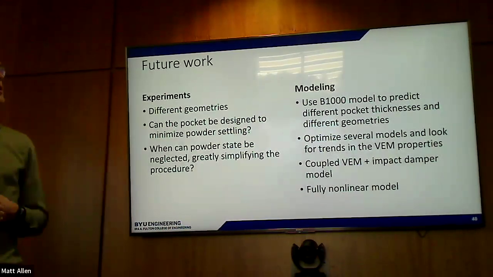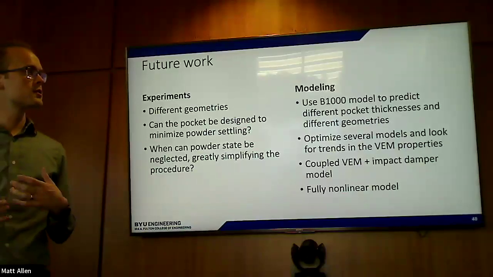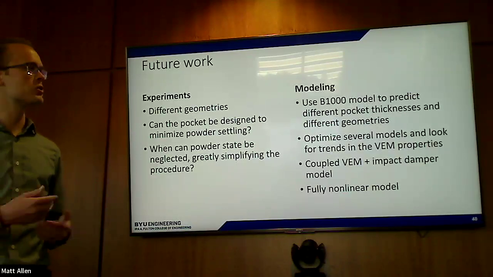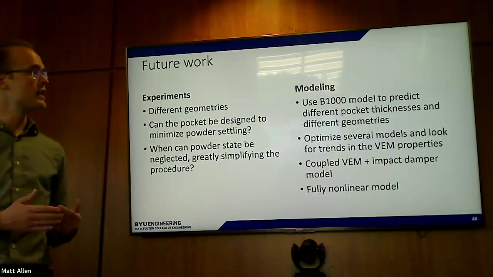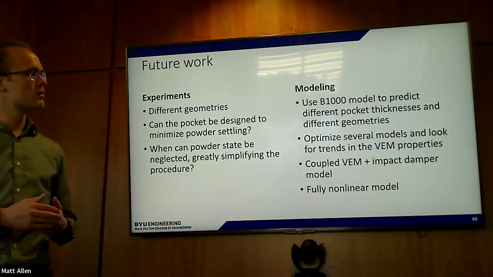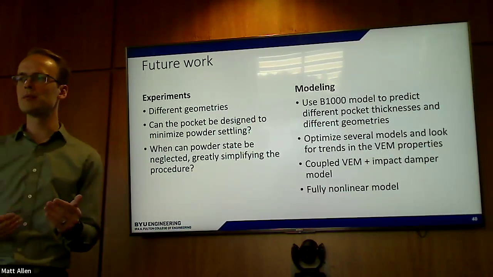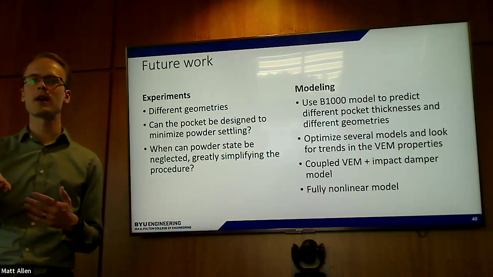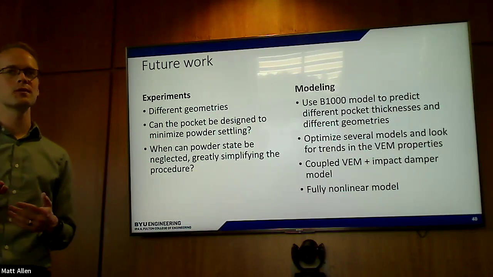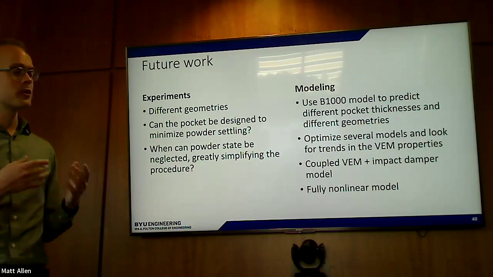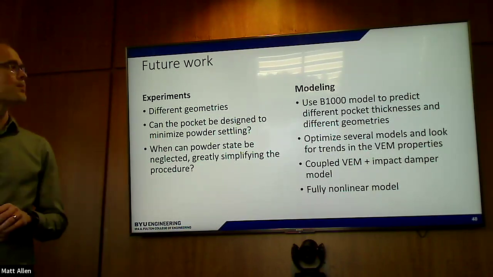And on the modeling side, we want to use our model to predict different beams besides just the 1 millimeter pocket beams to see if it generalizes in that direction. And if it doesn't, optimize, for example, a 3 millimeter pocket beam and a 500 micron beam and look for trends with respect to pocket thickness in the material properties. We also want to apply that model to different geometries once we've tested them.